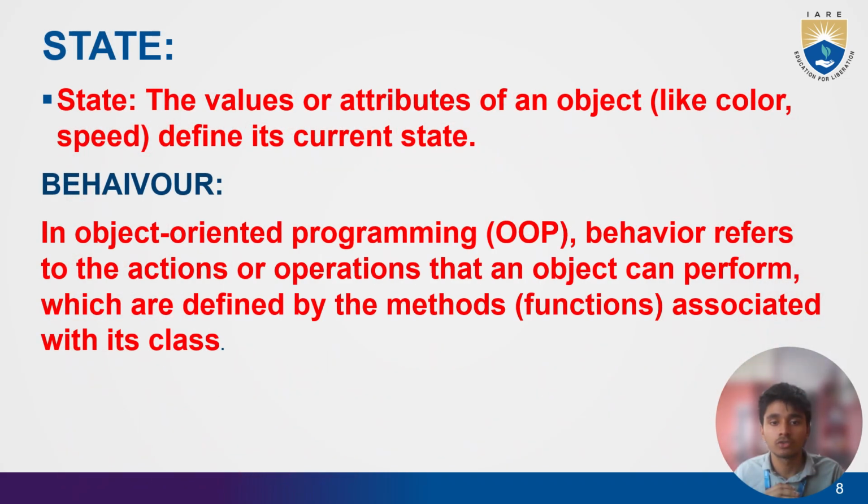State. The values or attributes of an object, like color or speed, define its current state. Behavior. In object-oriented programming, behavior refers to an action or operation that an object can perform, which is defined by methods, known as functions, associated with its class.